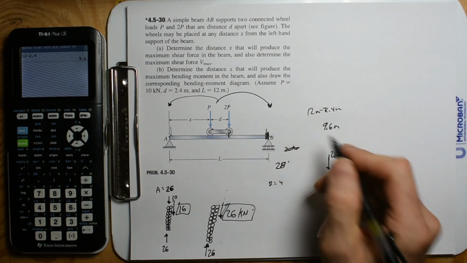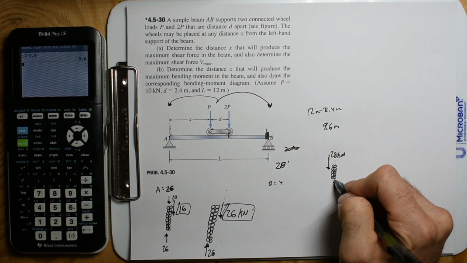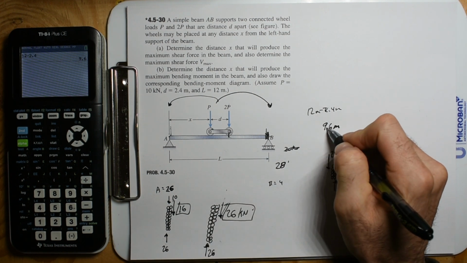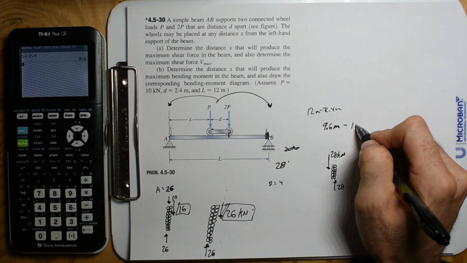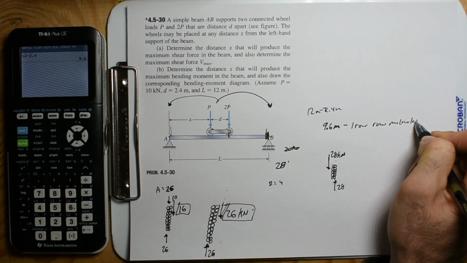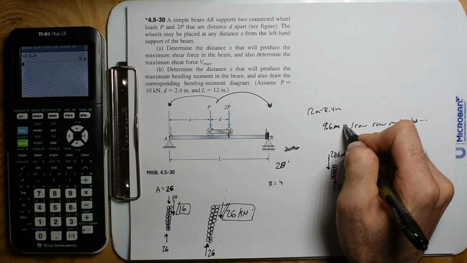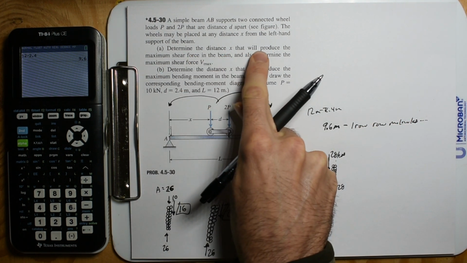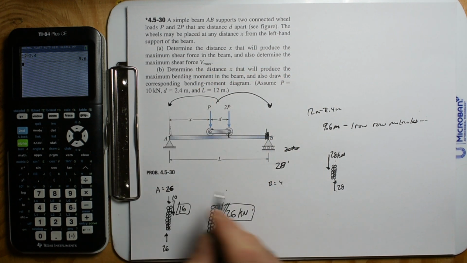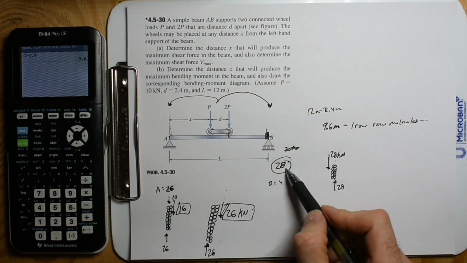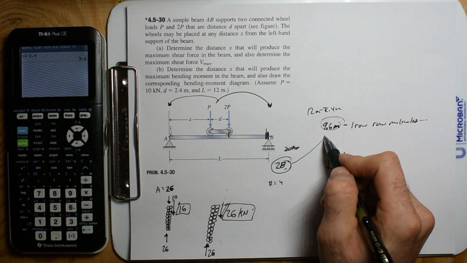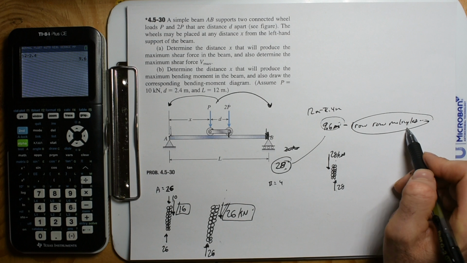You're just scrunching that last row of molecules. You're generating compression. This has to be 9.6 meters minus one row of molecules. So technically, what does it say? Determine the distance x that will produce the maximum shear force in the beam, and also determine the maximum shear force. So the maximum shear force would be 28, and it should be at a distance of 9.6 meters, but minus one row of molecules. Cool.